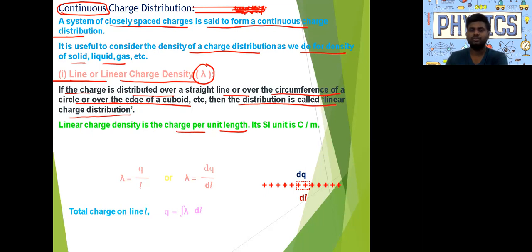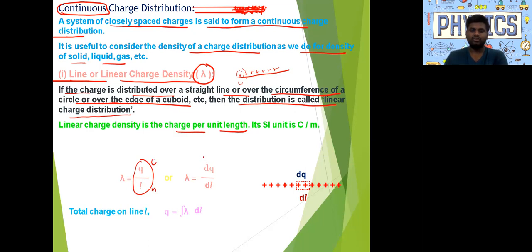Linear charge distribution means if you take one straight line, the charge is distributed over a line, or over the circumference of a circle, or the edge of a cuboid. Then we can say it is linearly charge distributed. And linear charge density is the ratio of charge to length, charge per unit length. The unit is coulomb per meter, charge in coulomb and length in meter.